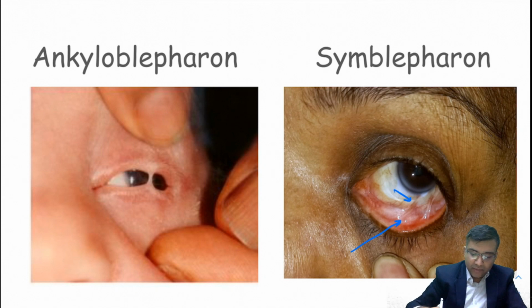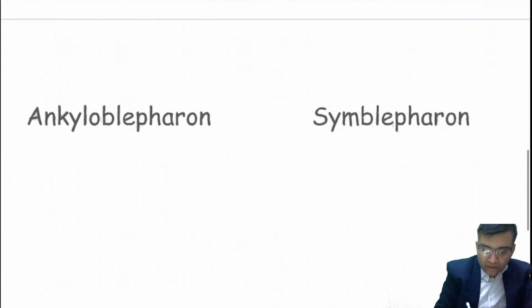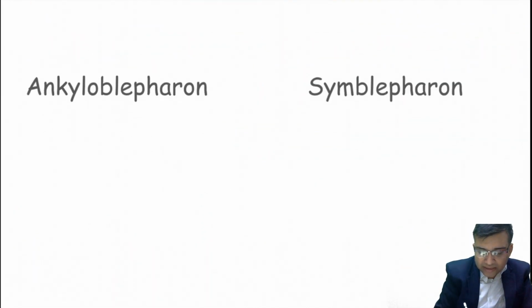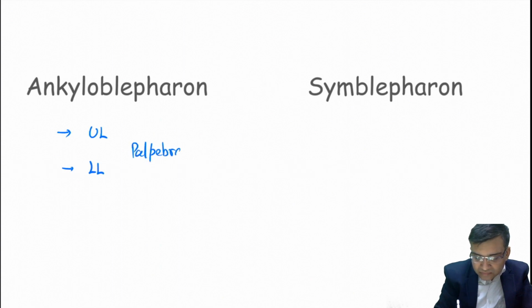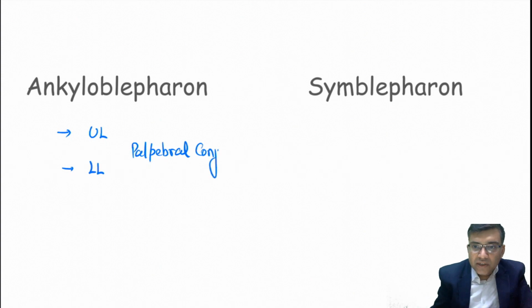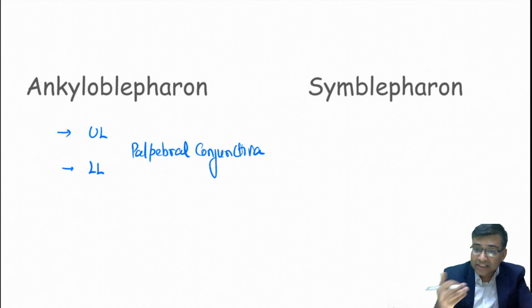So when we come to the difference between the two, always remember that ankyloblepharon is the addition between the upper lid and the lower lid palpebral conjunctiva. Okay, and what is symblepharon? Remember, there can be common causes of ankyloblepharon and symblepharon, and the patient may have ankyloblepharon and symblepharon in one eye as well.